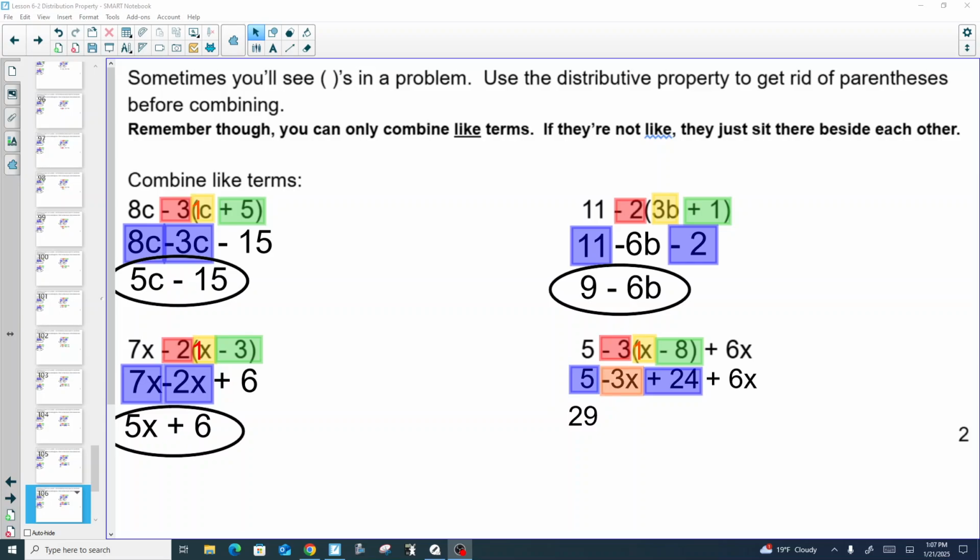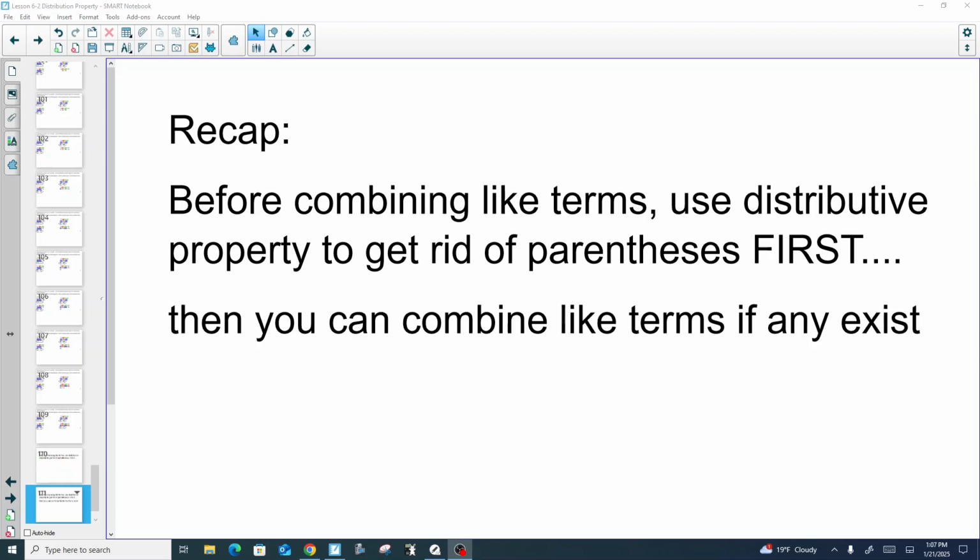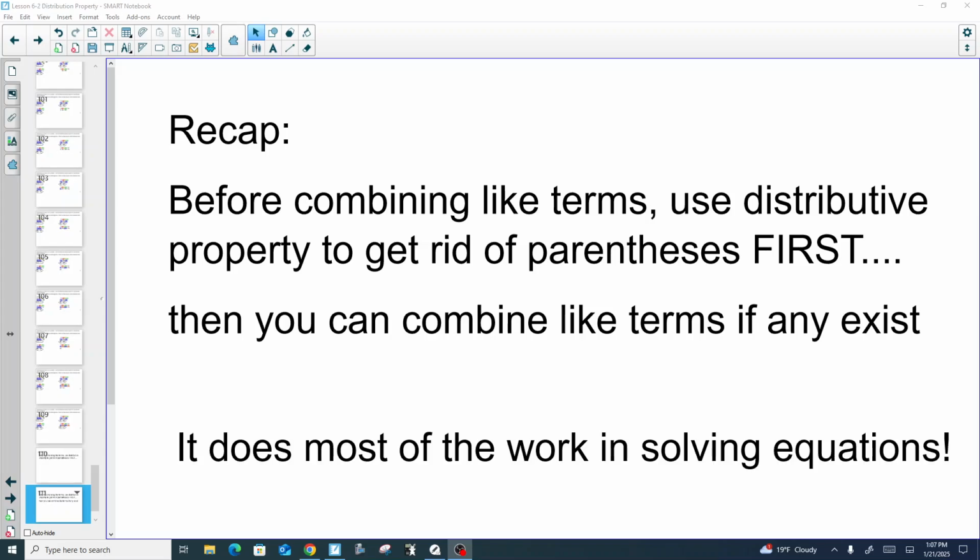And then what can I put here? Negative 3x plus 6x. That would be a positive 3x. So I'm going to write plus 3x right there underneath the first term as best I can of what was combined in the orange there. So 29 plus 3x. So how do I deal with these expressions or equations that have parentheses? Before you combine like terms, use the distributive property. That's where we did the multiplying. Use the distributive property to get rid of the parentheses first. Then you can go back and combine like terms if any exist. And really, if you can get rid of parentheses and combine like terms, that does most of the work in solving the equations.